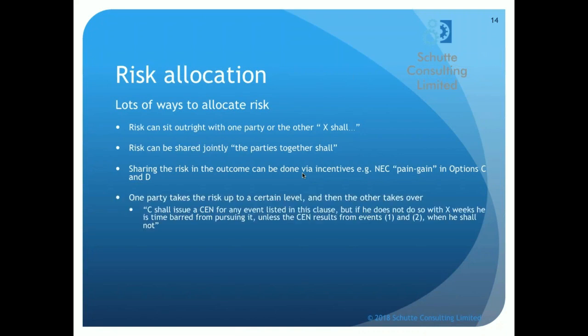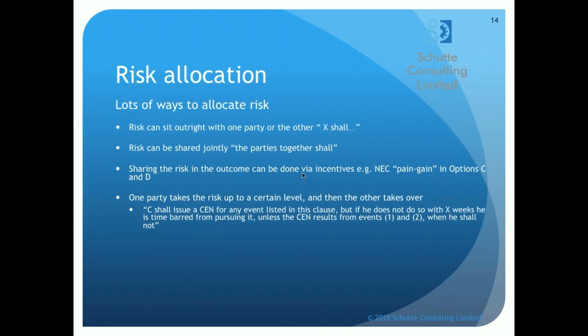Another way to share risk, which is a way I quite like to consider with clients on projects, is that one party takes the risk up to a certain level, and then the other party takes over the risk over and above that level. So some example wording which I've made up is, C shall issue a compensation event notice for any event listed in this clause, but if he does not do so within X weeks, he's time barred from pursuing it, unless the compensation event notice results from events 1 and 2, when he shall not.